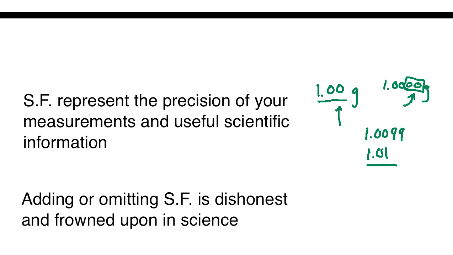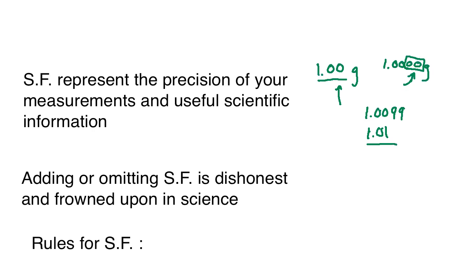And you should not be either shaving numbers off, which is then you're sort of lying by omission because you're hiding things, or even worse, adding numbers on, because at that point you're making up data that didn't exist. All right, so that's the importance here. And you can see the note I have here, adding or omitting significant figures is considered dishonest, and it is very frowned upon in the scientific community.